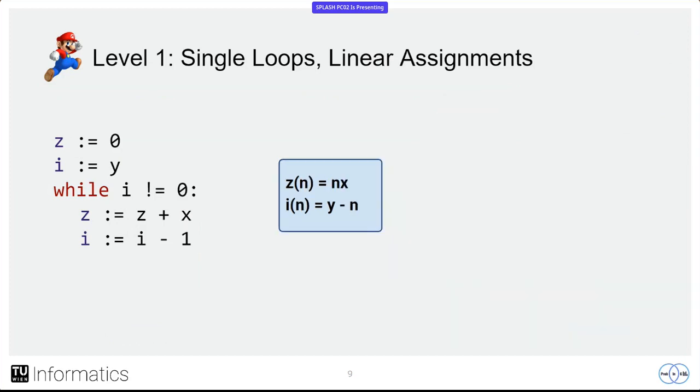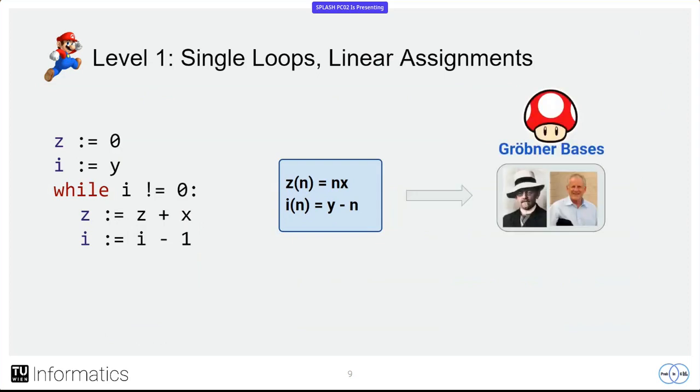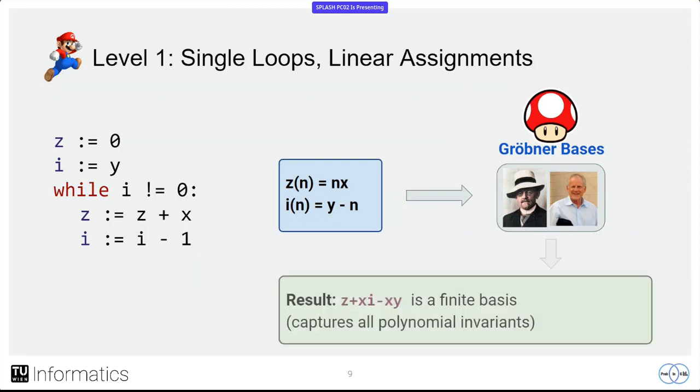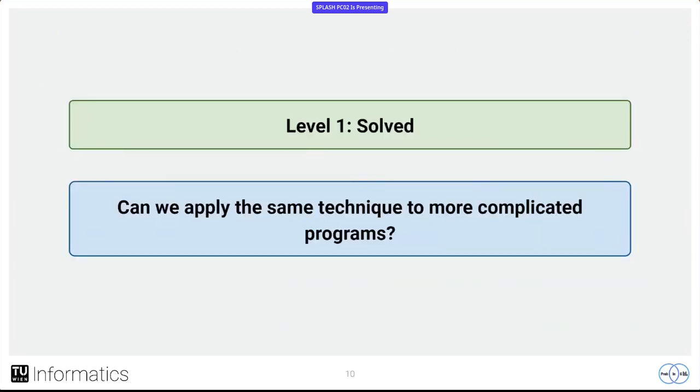And these closed forms are exactly the thing that we need as an input for this machinery of Gröbner basis and computing this finite basis of the polynomial ideal, the invariant ideal. If we just consider this as a black box now, and we feed these closed forms to this black box, we actually get the result that our invariant that we have already seen is actually a finite basis for all invariants of these loops, for all polynomial invariants. So it captures all invariants. So level 1, linear assignment, solved.